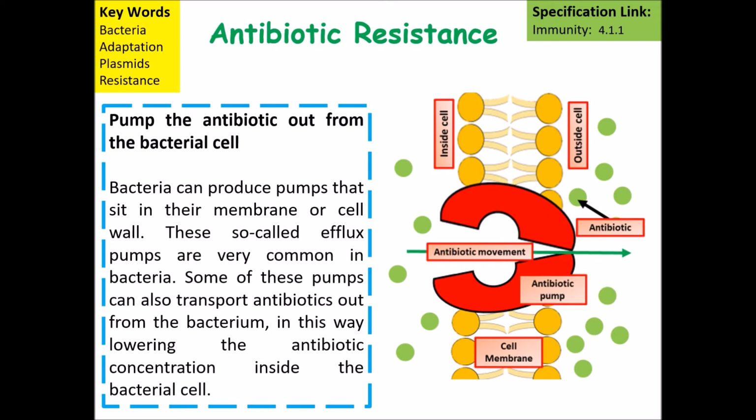So, when we look at antibiotic resistance, there are a number of things that bacteria can evolve to deal with antibiotics. The first one is that bacteria can produce pumps that sit in their membranes and will physically pump the antibiotic back out of them. These so-called efflux pumps are very common in bacteria. Some of these pumps can also transport antibiotics out from the bacteria and lower the concentration within the bacterial cell to the point where the antibiotic has no effect.